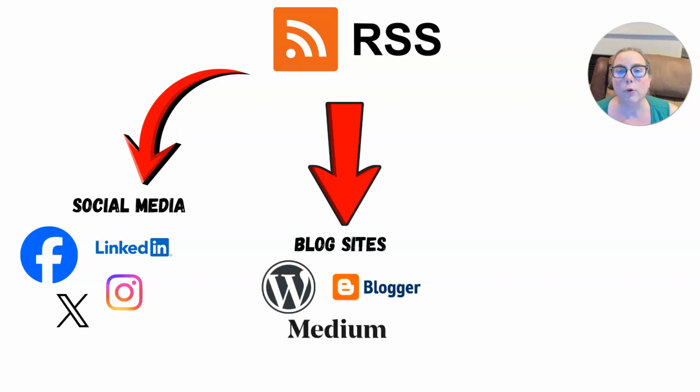Or you can go to blog sites, right? So you can have your own WordPress site that you've self-hosted somewhere, or you can have a free WordPress site and have it automate to that. You can have a Blogger site, right? That's, I think, with Google. So you can have a Blogger site that updates automatically with the information from your RSS feed. You can have Medium update. This one's a little bit trickier, but we'll talk more about that one.